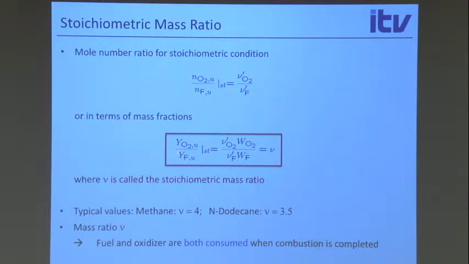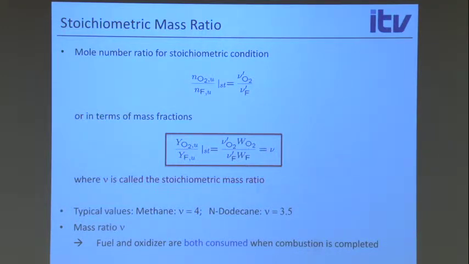And it turns out the stoichiometric mass ratio is exactly this coefficient nu that we had found earlier. Here, this is nu O2 WO2 divided by nu F WF. So that's the stoichiometric mass ratio that also appeared in the coupling function. That's an important quantity also. Typical values here: methane, nu is 4; dodecane, 3.5. So you see for most hydrocarbons, it's roughly on the order of 4.